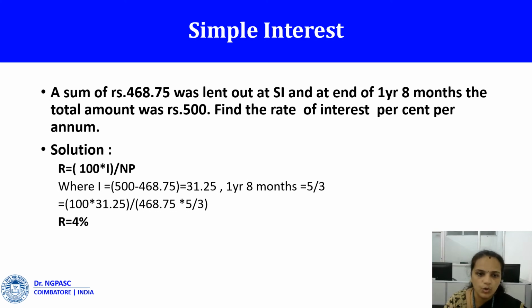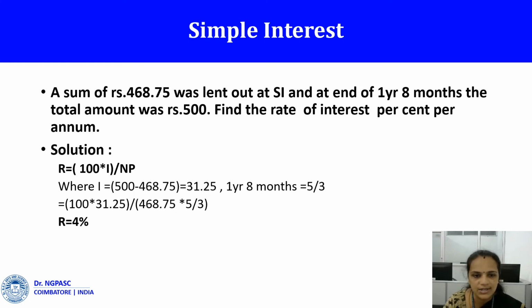So we know the interest amount is 31.25, the number of years is 1 year 8 months, and the end amount is 500 rupees. We know three terms, and we have to calculate the fourth term, that is, the rate of interest. So the rate of interest will be 4%.